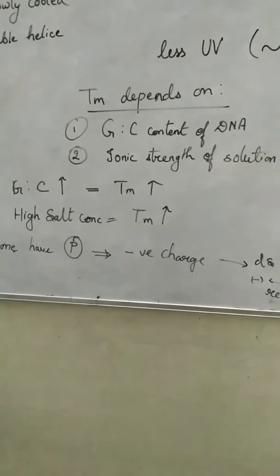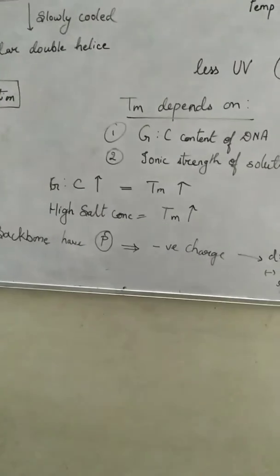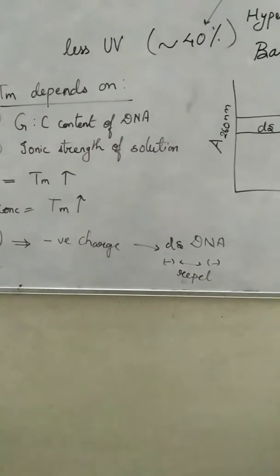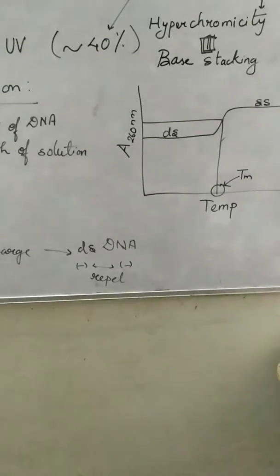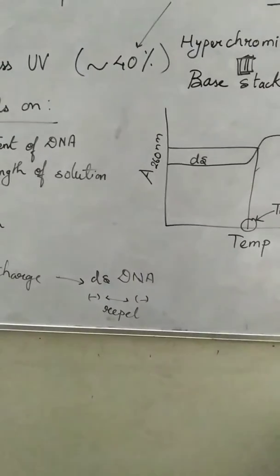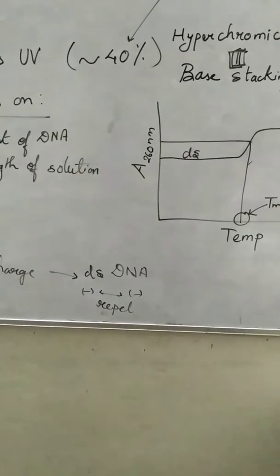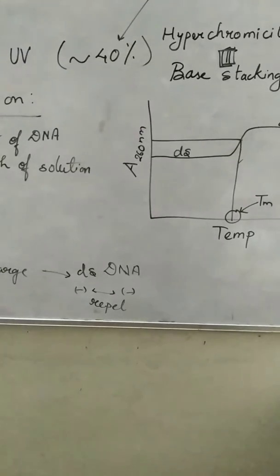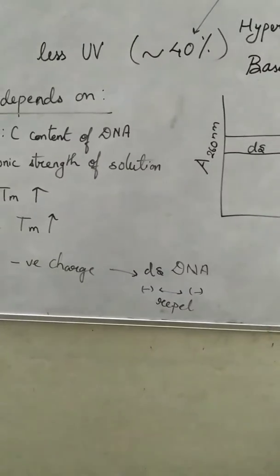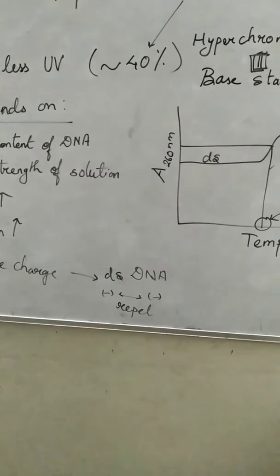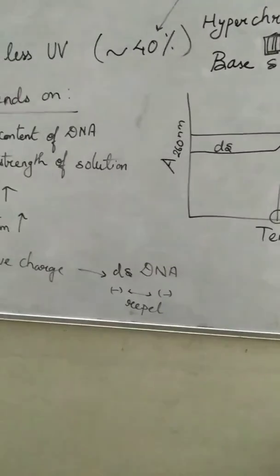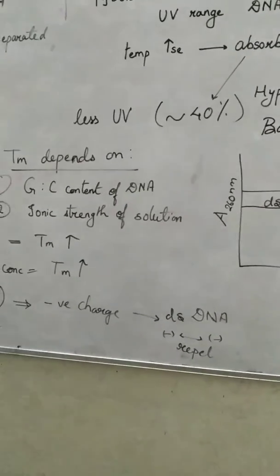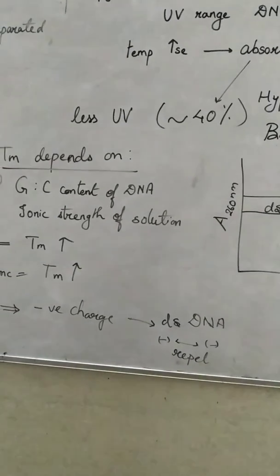Now specifically, the backbone of DNA consists of phosphate, and each phosphate is negatively charged. When we talk about two strands of DNA, if they have denatured, each strand will have a negative charge due to the phosphate group, and both the strands being negative will repel each other and will favor the conversion of double stranded to single stranded DNA, that is the denatured DNA. Hope this will clear your doubts about melting temperature and denaturation.